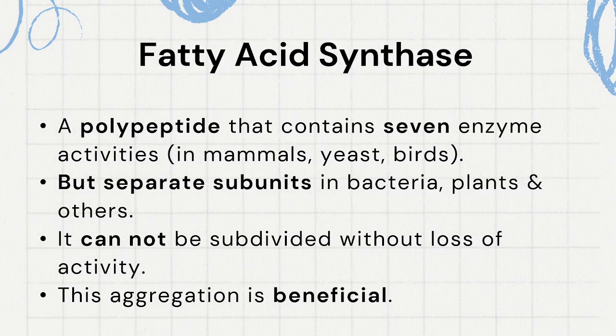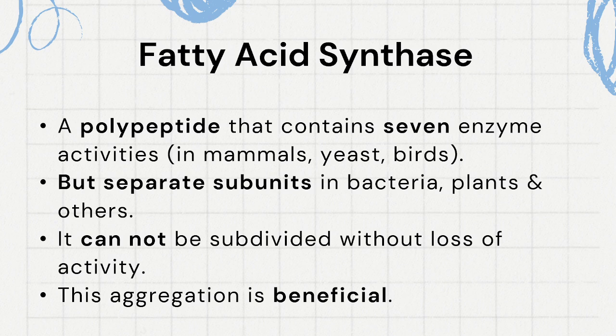Fatty acid synthase is a polypeptide that contains 7 enzyme activities. It is a majestic enzyme, a very big enzyme with several catalytic activities, up to 7 for each polypeptide. This polypeptide occurs as conjugated or linked units in mammals, yeast, and birds, but the units are separate in bacteria, plants, and others. In mammals, the subunits cannot be subdivided without the loss of activity. So the structure dictates function, and function is dependent on the structure. When the structure is disrupted for any reason, the function will be lost.